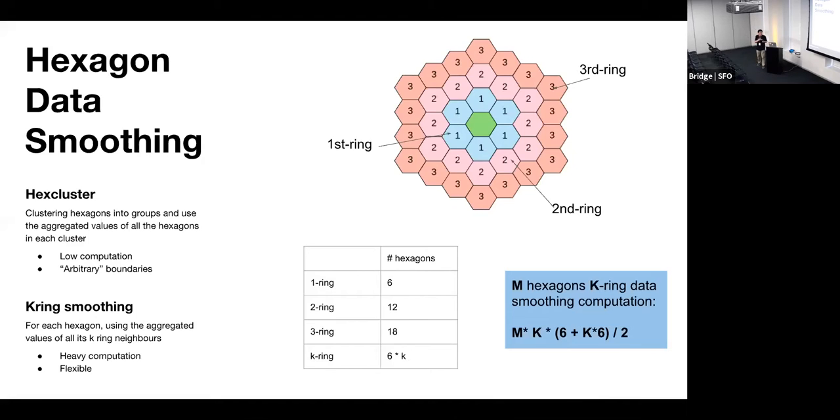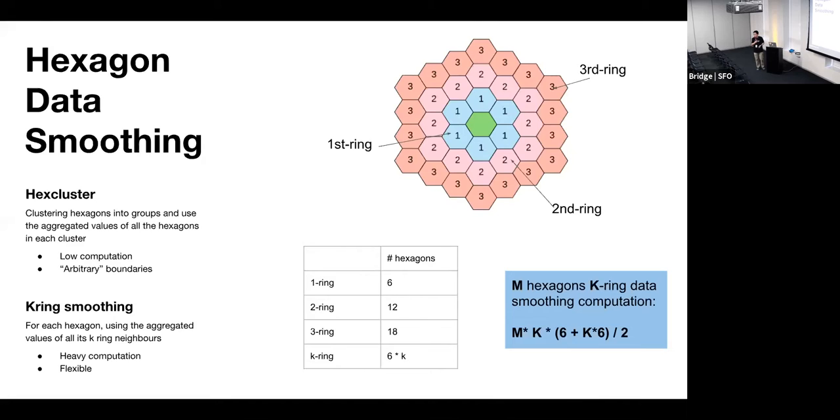So compared with the clustering approach, right, this approach is much more flexible because we are going to process each hexagon separately, instead of having this kind of predefined clustering. Another big advantage is that because of the flexibility, there are no arbitrary clustering boundaries, right? We can avoid this kind of boundary issue.